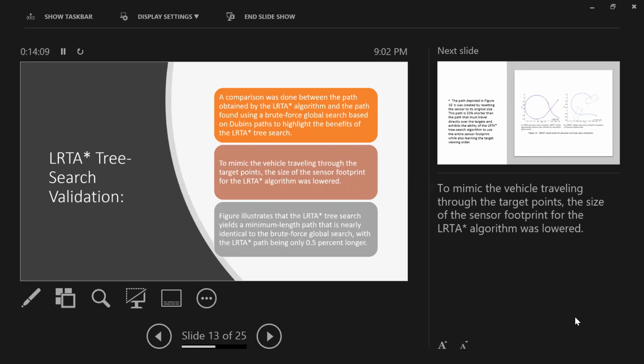That figure explains the tree search yields a minimum length path that is nearly identical to the brute force global search, with the LRTA* path being only 0.5 percent longer.